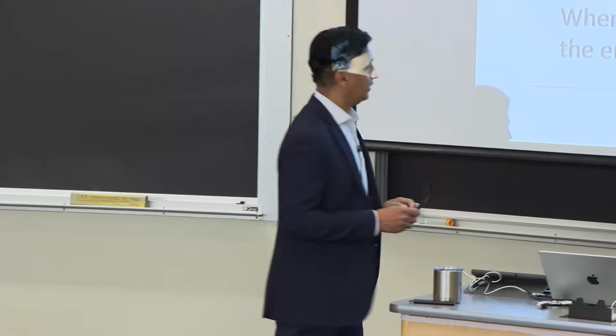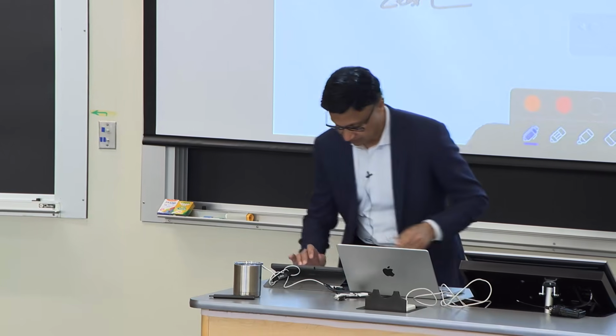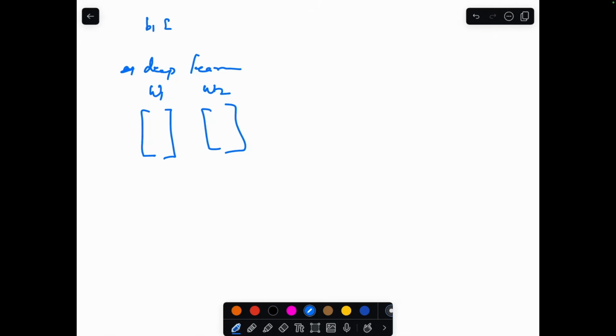So actually, let me just show a very quick numerical example here. Let's say, for example, "deep" and "learning". So this is, say, W1, and this is W2. And this is the vector, and let's assume for a moment that it has 2 dimensions. And we also need to calculate B1 and B2, which is just a number.